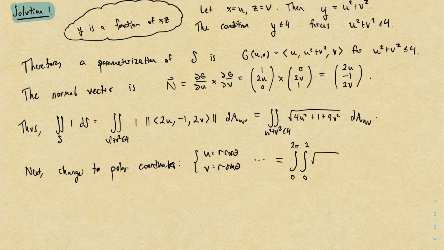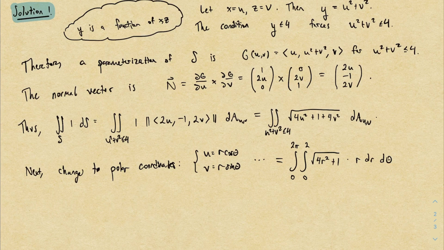The integrand, if I collect these u squared plus v squared terms, I would get a 4r squared and then this plus 1. And then we've changed variables, so I have to multiply by the Jacobian, which is r. So I get r dr d theta. And now we can finish it off.